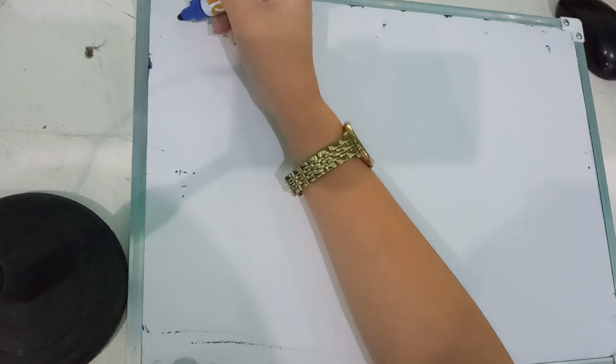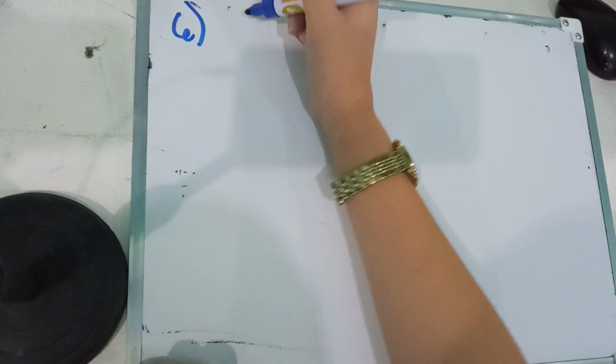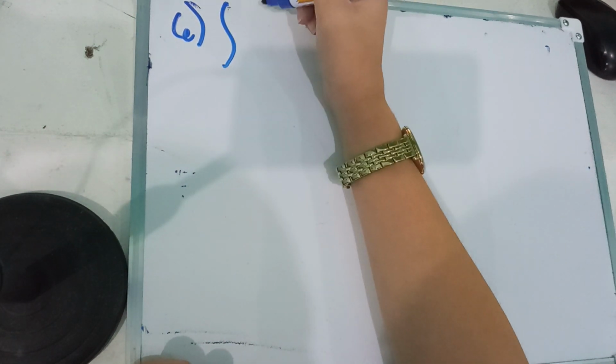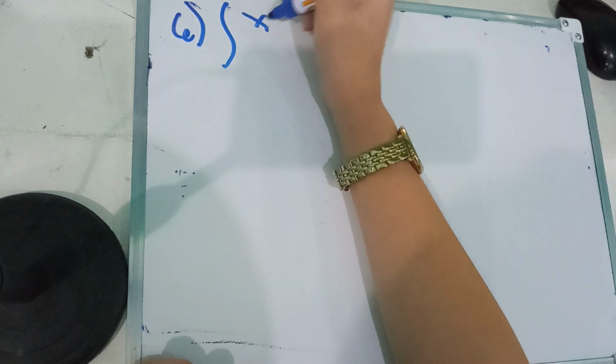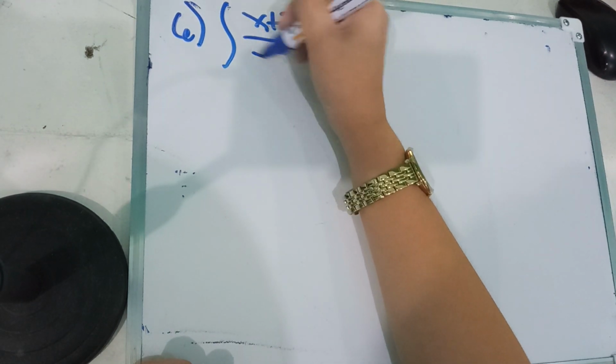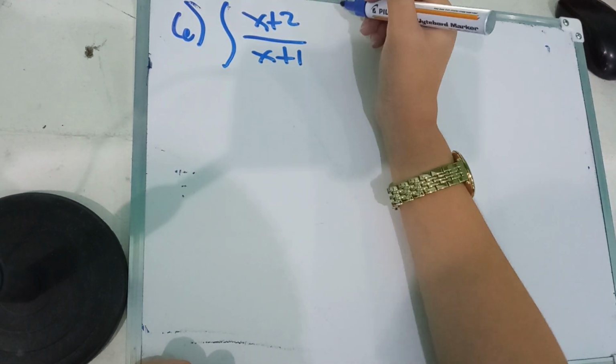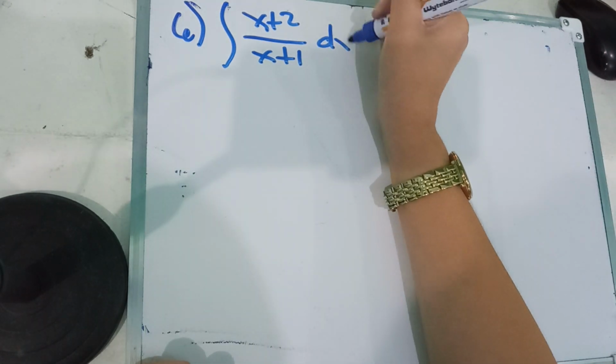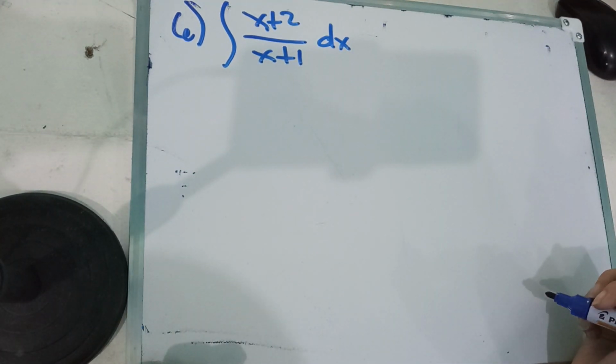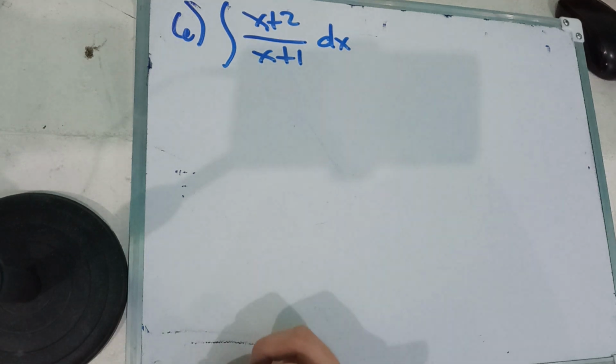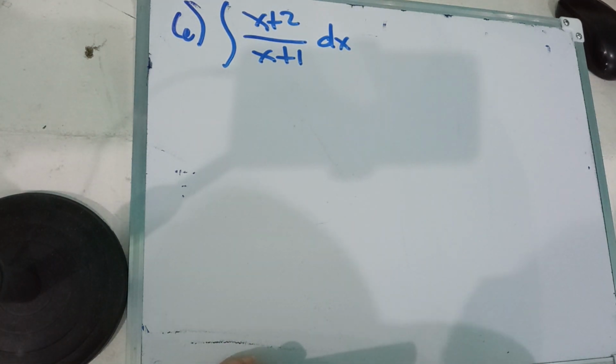Let's have example number 6. Example number 6 is the integral of x plus 2 over x plus 1 dx. Now for this, we cannot apply U substitution right away. We need to transform the function first.